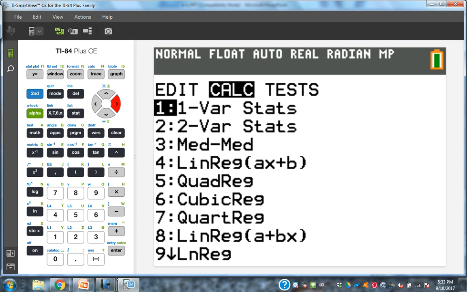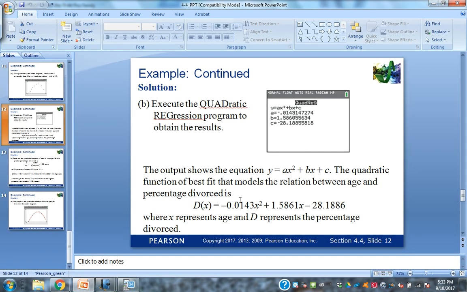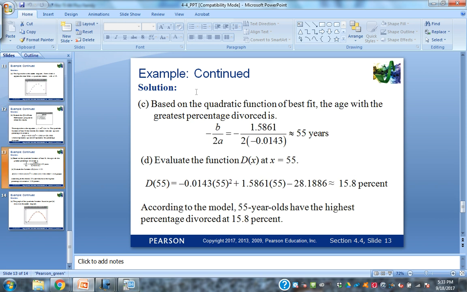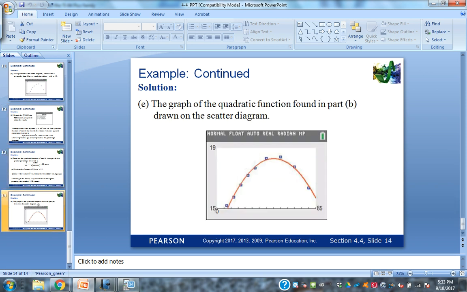Okay? There is the equation for that particular situation. A, B, and C, the same A, B, and C from standard form of a quadratic. That's what they're finding. That's what quadratic regression will find. It's A, B, and C from standard form. All right. Here they're maximizing it. And again, this is graphing that equation on the scatter plot. You see where it follows.